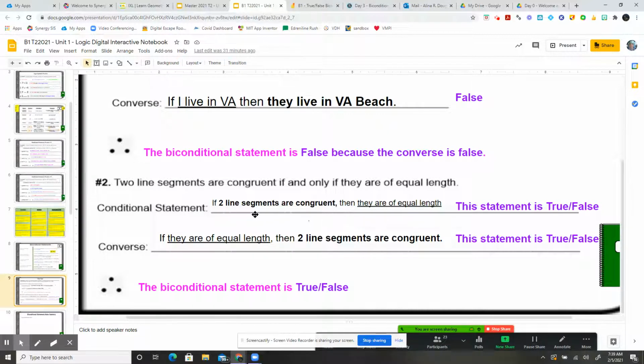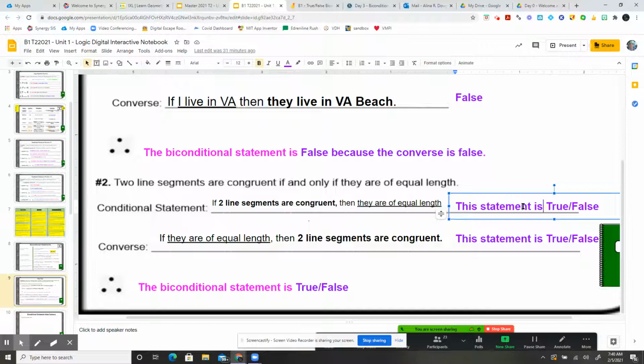Is this sentence true or false? If two line segments are congruent, then they are of equal length. Remember, congruent means they're exactly the same in every way. So is that true or is that false? True. It is true. This is a definition. Congruent line segments are always the same length, right?